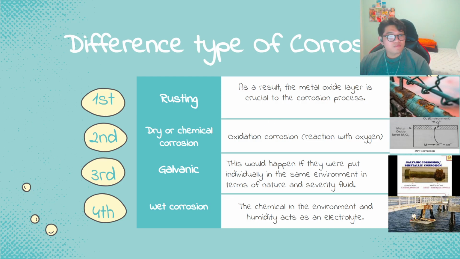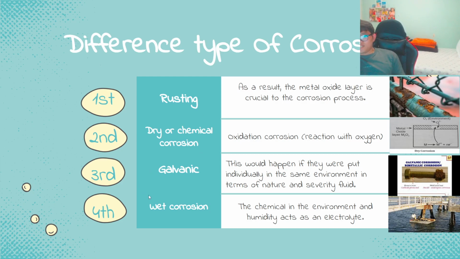Second is dry chemical corrosion. This happens mostly when alkaline and alkaline earth metals react with oxygen at room temperature, forming the corresponding oxide, while other metals react with oxygen at higher temperatures. But there are some exceptions: silver and gold may not oxidize because they are noble metals.